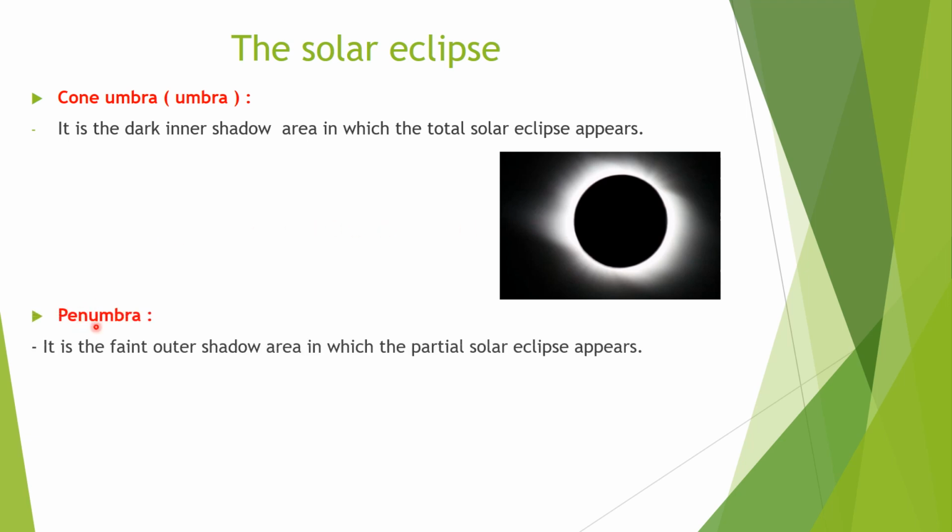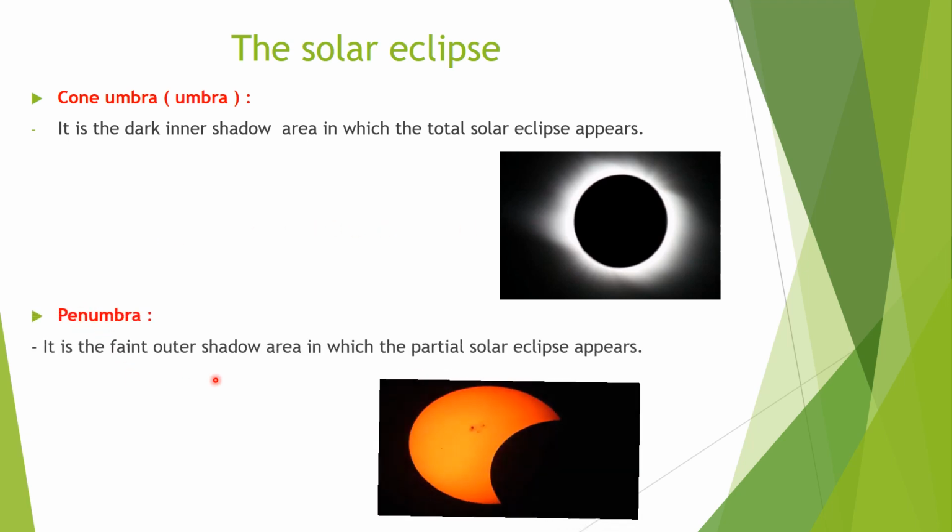Number 2, penumbra. It is the faint outer shadow where the moon blocks the sunlight partially from the area of the earth that lies in the penumbra, which causes the partial solar eclipse. So the umbra forms a total solar eclipse as you see, but the penumbra causes the partial solar eclipse.